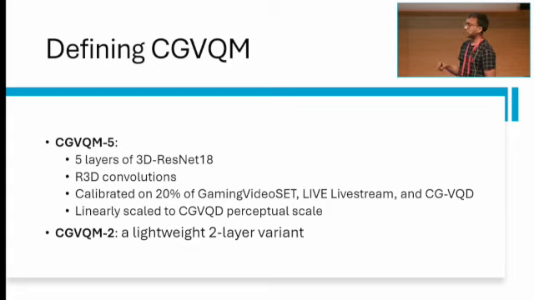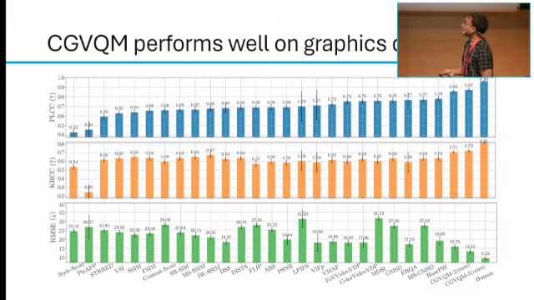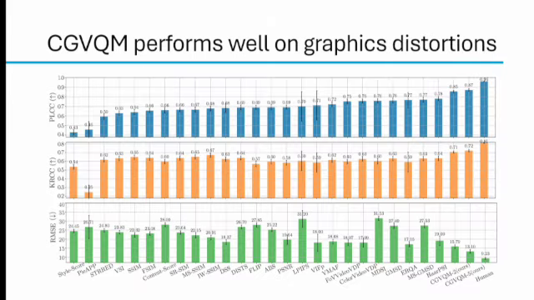We also have a lightweight 2-layer variant of CGVQM, which performs slightly worse than CGVQM5 in terms of correlation with human ratings, but it is more computationally efficient. Here's the same plot I showed earlier with CGVQM5 results. The last 2 ones are us, and we tested it on 3 different statistics: Pearson correlation, Kendall correlation, and root mean square error. And as you can see, we have kind of bridged the gap. We are still not human level, but I think it's an important step forward from the last best performing metric. So we went from 0.78 PLCC to 0.87 PLCC.